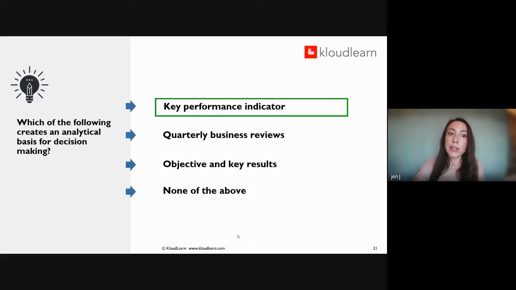Which of the following creates an analytical basis for decision making? Key performance indicator, quarterly business reviews, objective and key results, or none of the above? This is a key performance indicator.